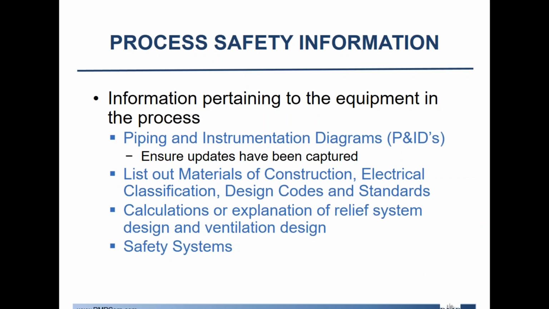So make sure that the materials of construction, the electrical classification, the design codes and standards are all within the process safety information as well, including calculations or explanation of relief system design and ventilation system design, and safety systems. The equipment should comply with recognized and generally accepted good engineering practices. The process safety information should be accessible to all employees who perform duties in or near the process.